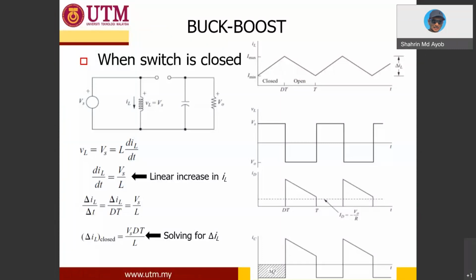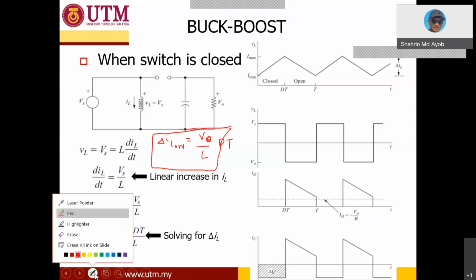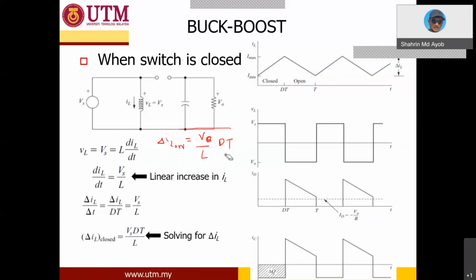Okay. So finally, the delta IL on is VS over L multiplied by T on, which is DT. This is the important relationship that we derive from the switch closed. Remember this one. Or rather, don't memorize it, you just need to know how to derive it. Okay, clear? Any problem?